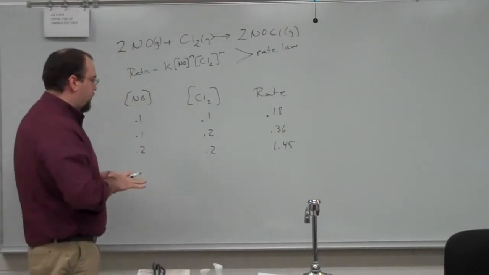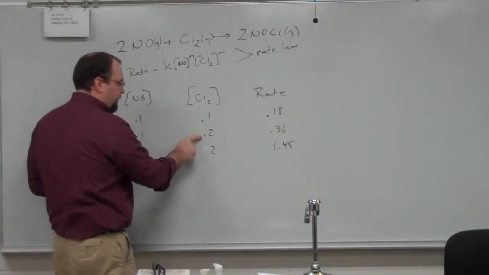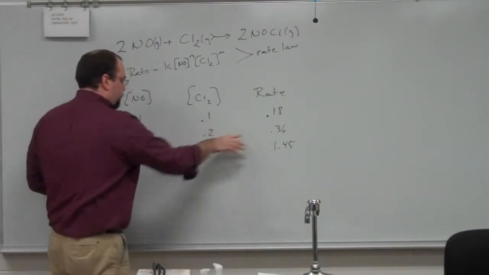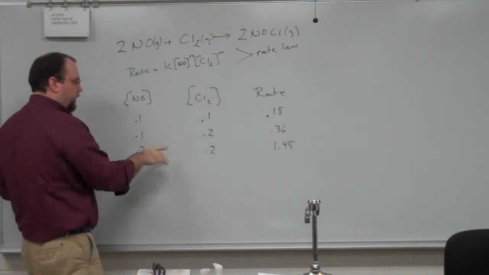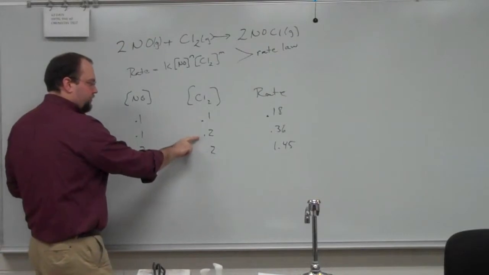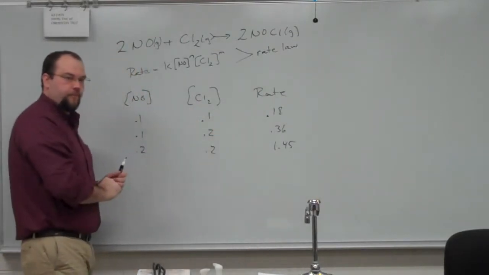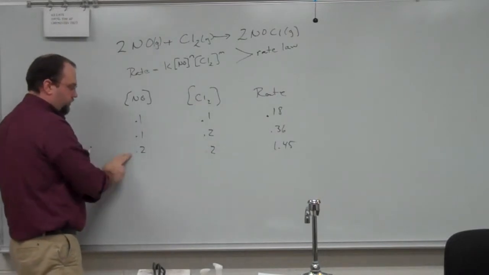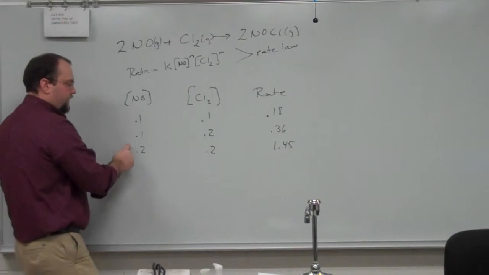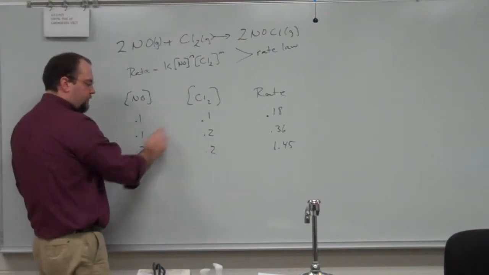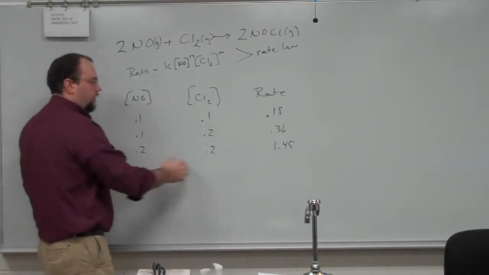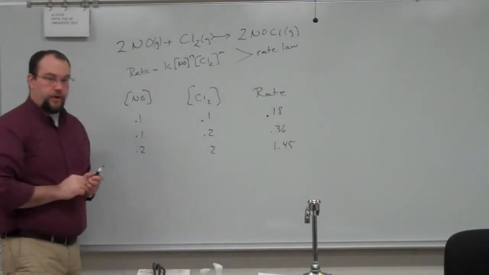Okay, so there are 3 trials, 3 runs. In each different trial, they changed concentrations and measured the rate. Between trial 1 and trial 2, all they did was double the concentration of Cl2 and see what happened to the rate. Whereas between trials 2 and 3, they doubled the concentration of NO, where Cl2 is the same. They doubled the concentration of NO and tried to see what it would do to the rate.